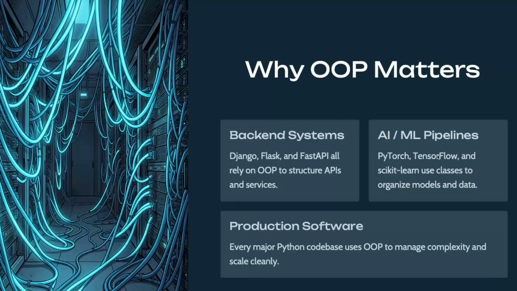As software becomes more complex, managing code becomes increasingly difficult. OOP helps solve this problem by organizing logic into reusable and structured components. Frameworks like Django and FastAPI use OOP extensively. Machine learning libraries, too, like PyTorch and TensorFlow, also heavily rely on classes and objects internally. And large applications used in production-grade software use OOP because it improves readability, maintainability, and scalability.